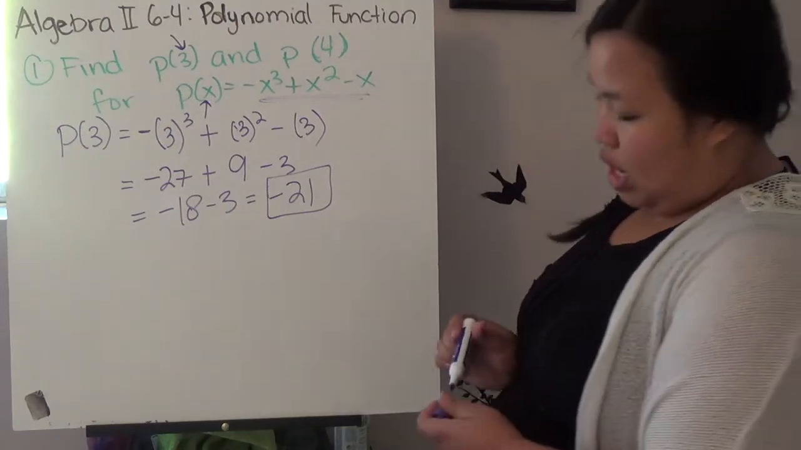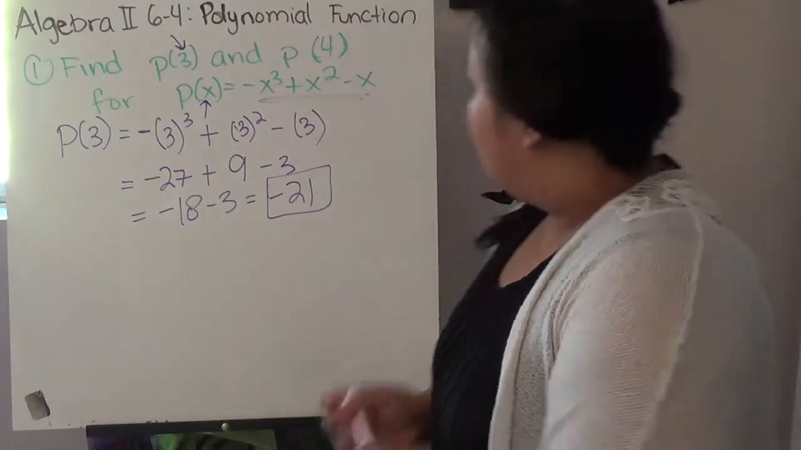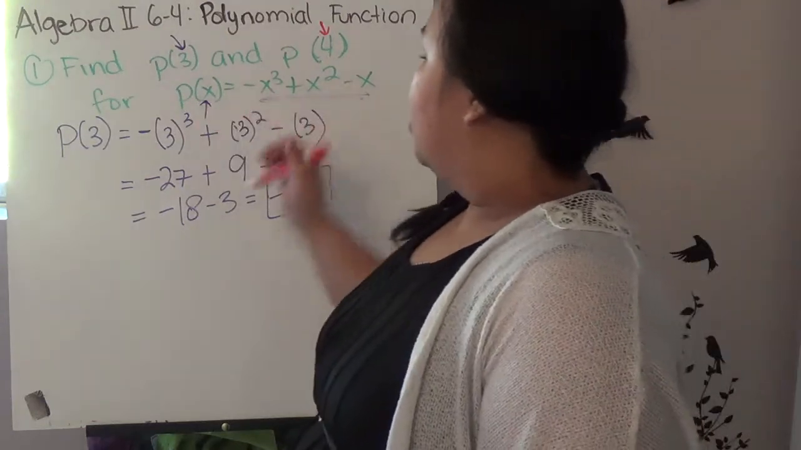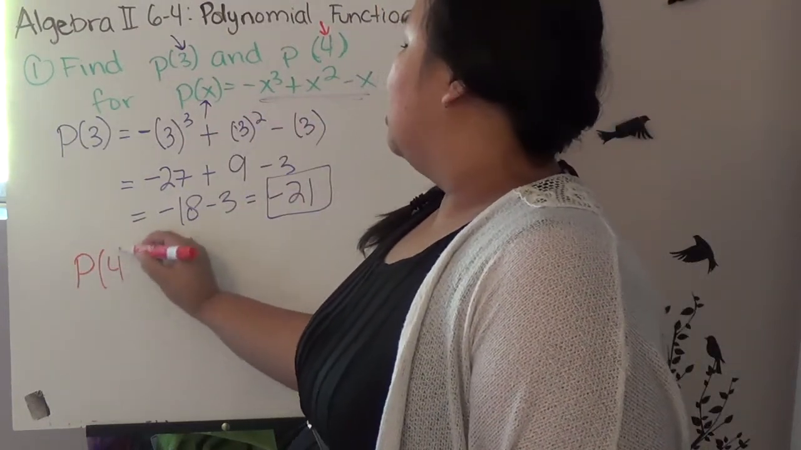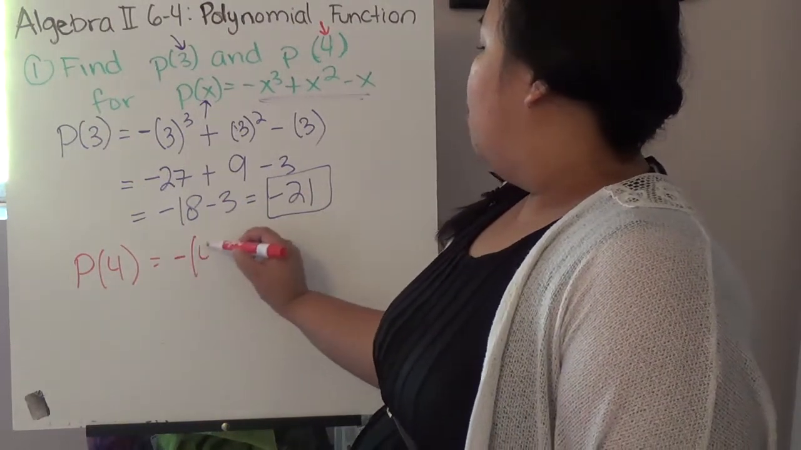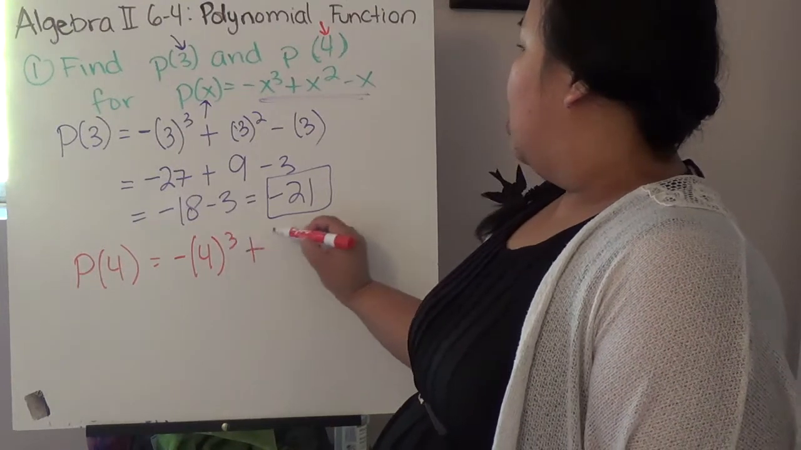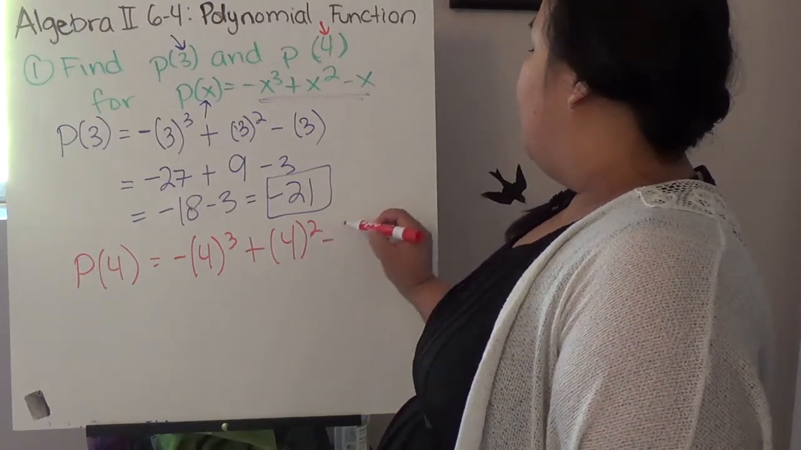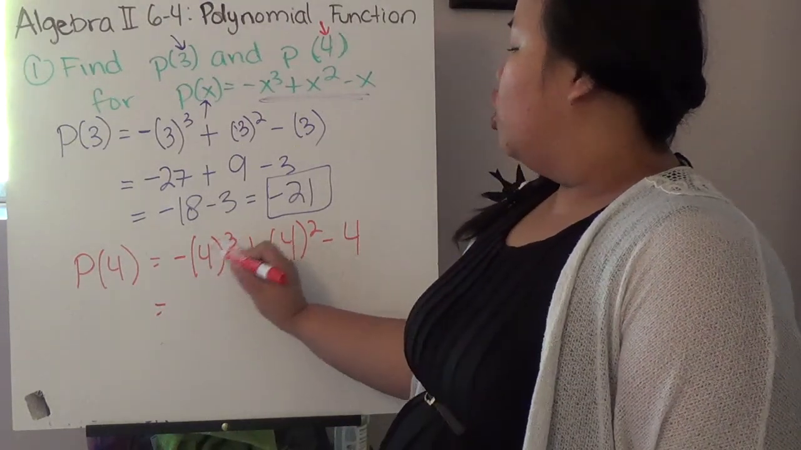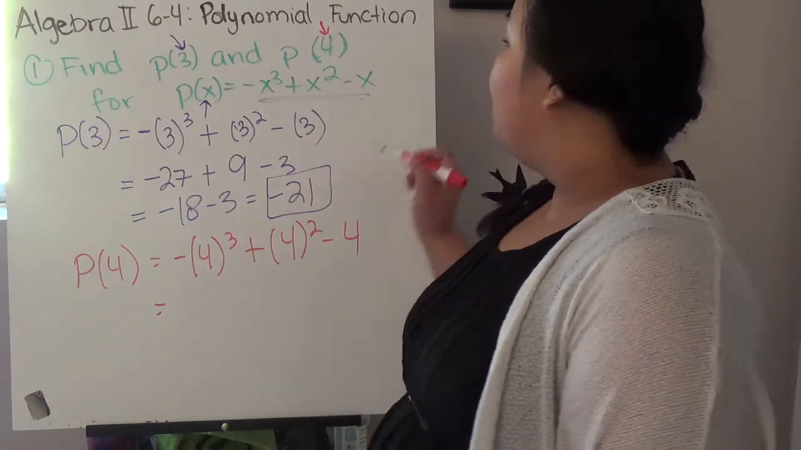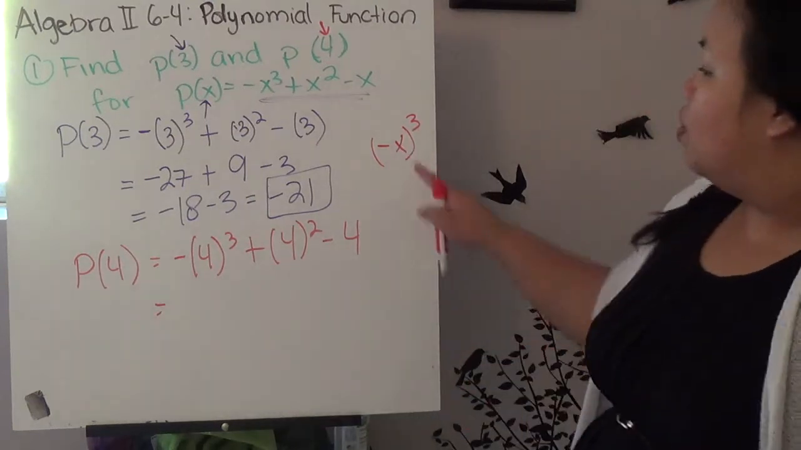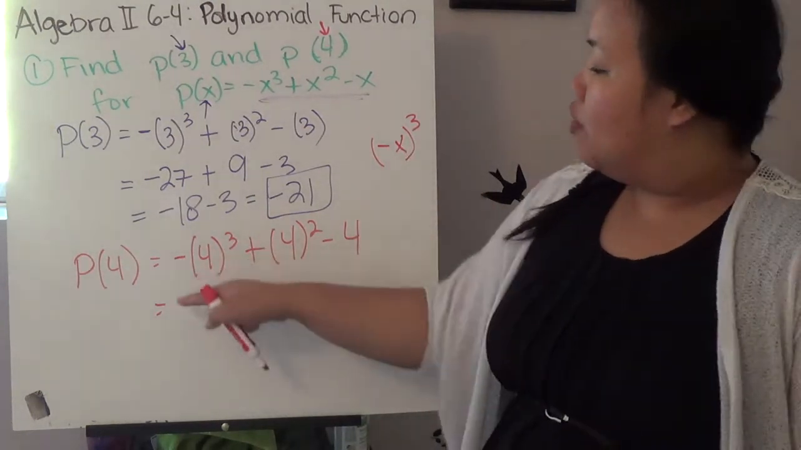Now, let's try the next one. The next one, I'm going to take this one and replace it again with x. So it's this entire equation, but instead of x's, I'm going to have 4. So here I have negative 4 cubed plus 4 squared minus 4. Alright? So again, I first cube the 4 and then I apply the negative. This is different. It would be different if it looked like this, because then the negative is attached to whatever's here. But this means that the negative is on the outside.